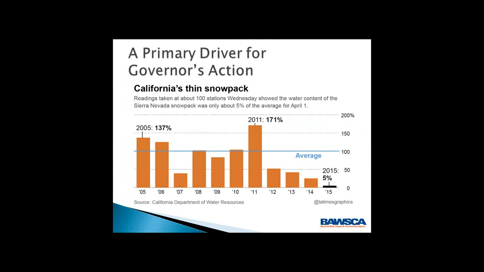As you can tell, in 2011, we were at about 171% of the average of how much snowpack we like to see, especially within the winter months. But in 2015, we were at 5%, and that's a huge decrease, especially considering that it is probably the largest source of fresh water that we get, the Sierra Nevada snowpack that drains into the Hetch Hetchy Reservoir.